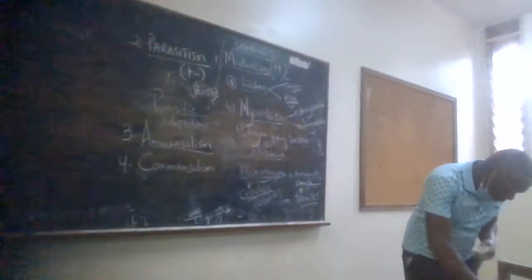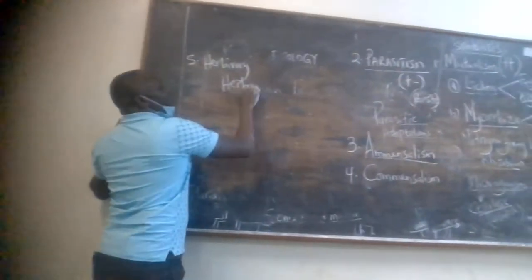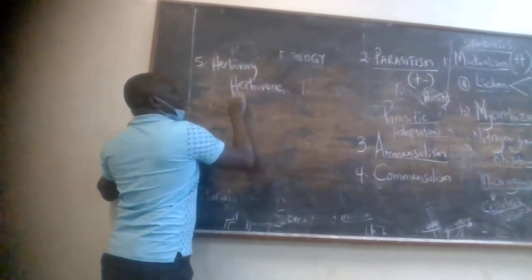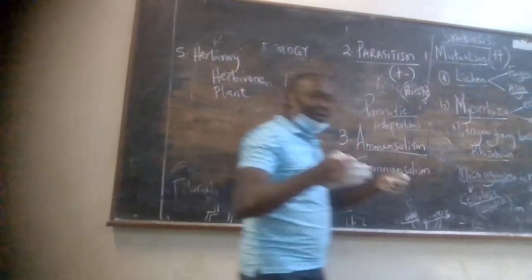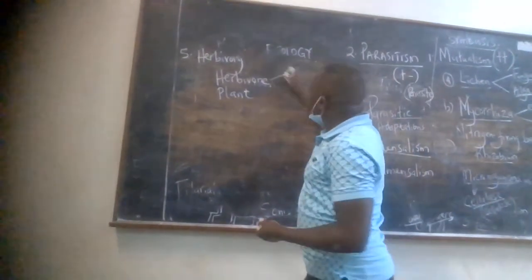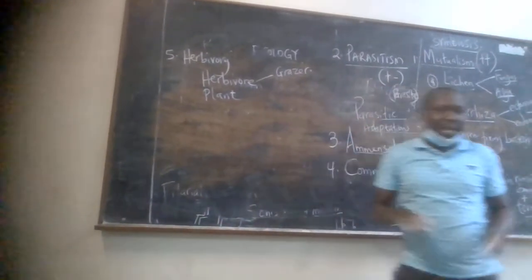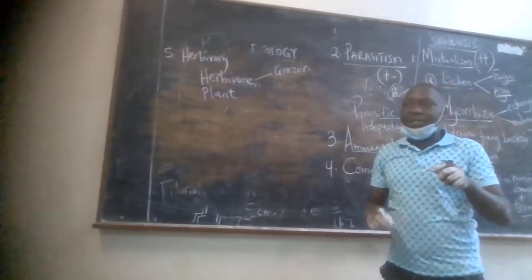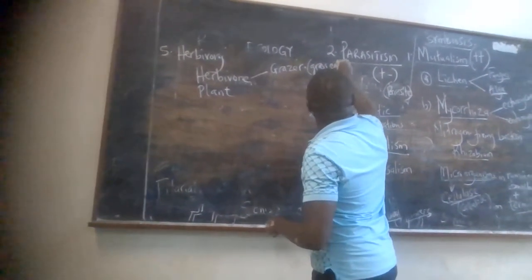The others which are not symbiotic, but which are still in that category: when an animal, which we call a herbivore, feeds on a plant, that is also a biotic interaction. And the herbivore could be a grazer. A grazer eats grass. These are grass eaters.